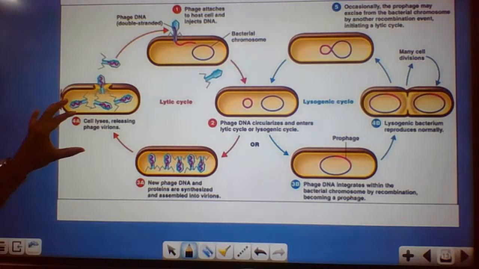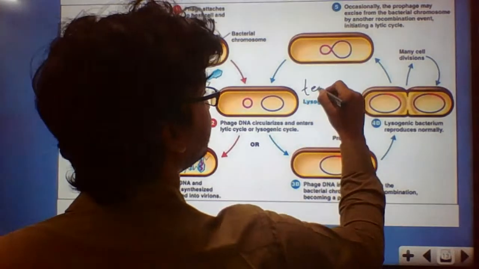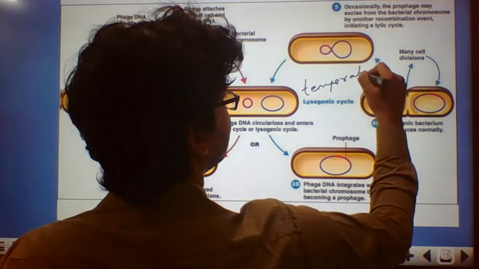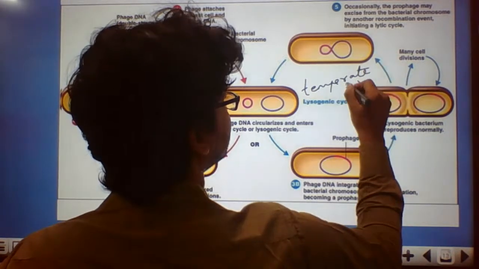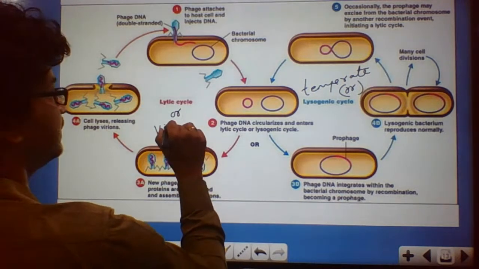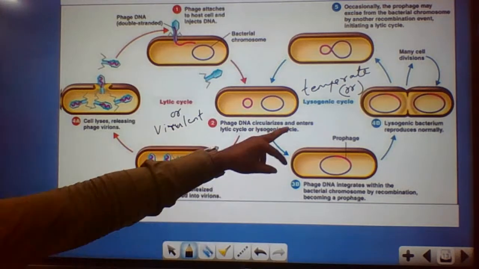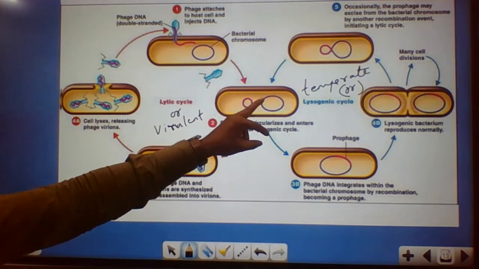Coming to reproduction of the phage, I told you the lytic cycle goes with T4. But lysogenic is usually temperate. Lysogenic can also be called temperate. Another name for the lysogenic cycle is the temperate cycle or avirulent cycle. The lytic cycle is a virulent cycle, since it's destroying the host cell. Lysogenic can also be called a temperate cycle.